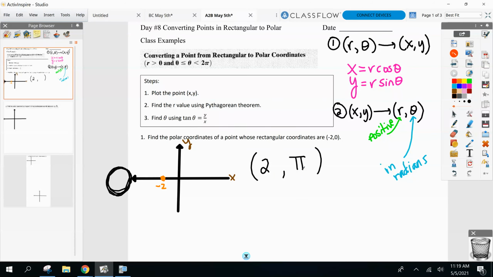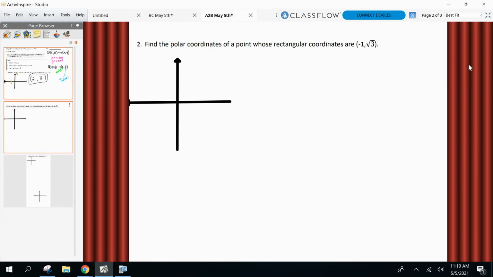If it's on one of the axes, it's pretty easy. I don't have to do anything fancy. Questions? 2 comma pi is my polar coordinate. All right, now in this next one, we're going to have to do a little work.